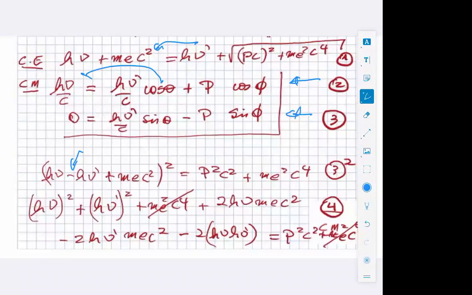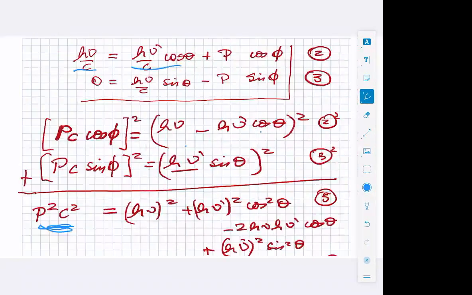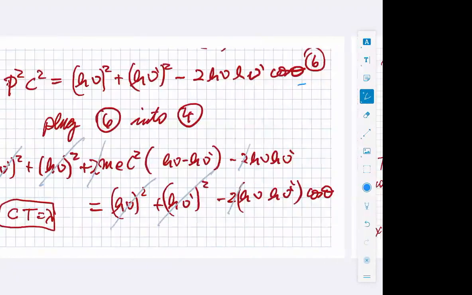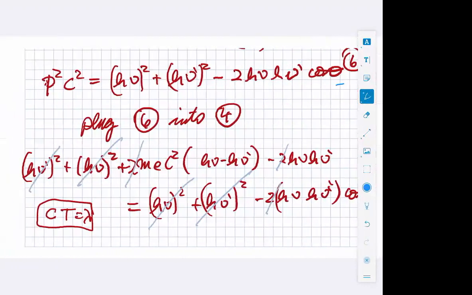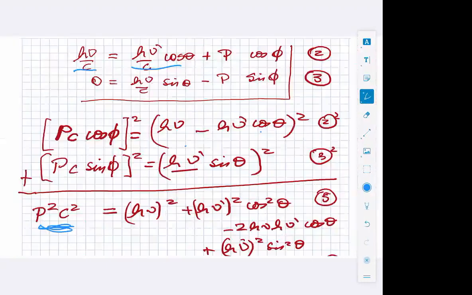Okay, 4 is this equation, the conservation of energy, and I said 6 into 4. I don't know where is 6. I can see 5. No, this is 6. 6 is the best part of 5, because what can I do here?